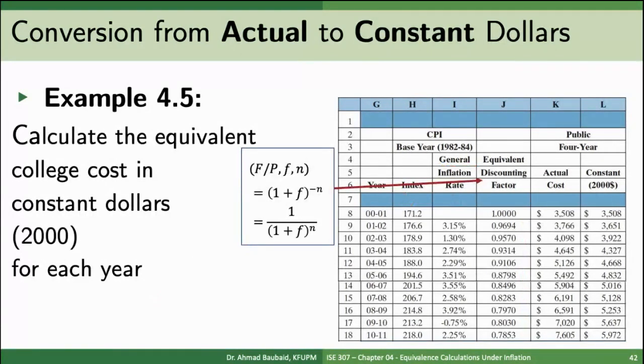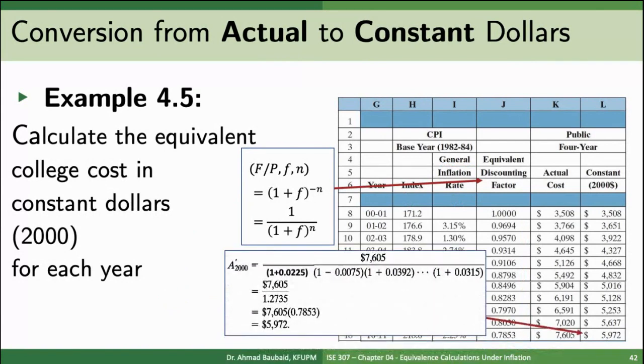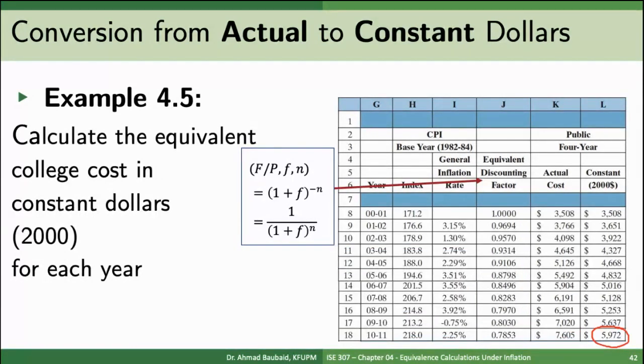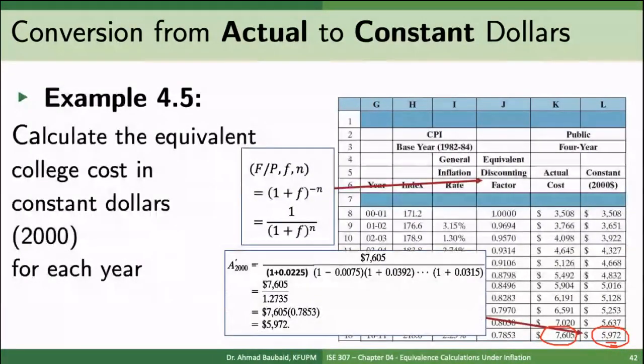So let's quickly see what's going on here. For this value, this is the constant dollar value at the very end, right? Converting the actual dollar value, which is here. So this is the actual cost that was given to us, and this is the answer that they found. How did they find this? Just at a very high level, they discounted, right? Why? Because the base period is in the past, so you need to have a negative exponent.